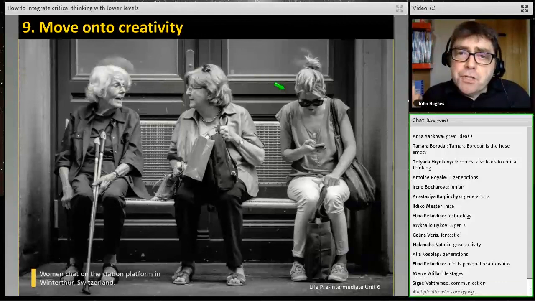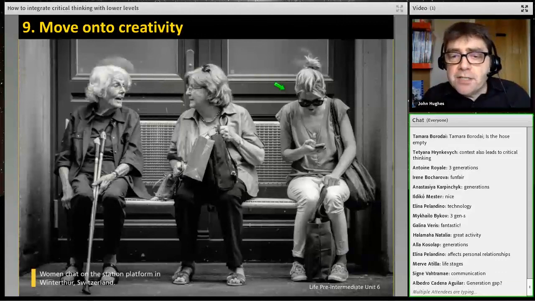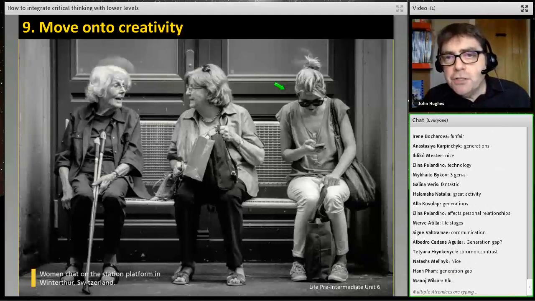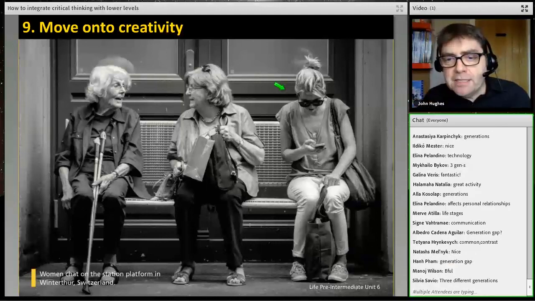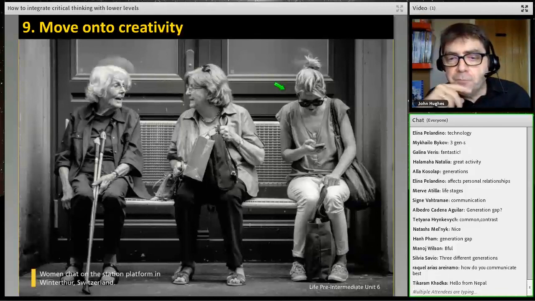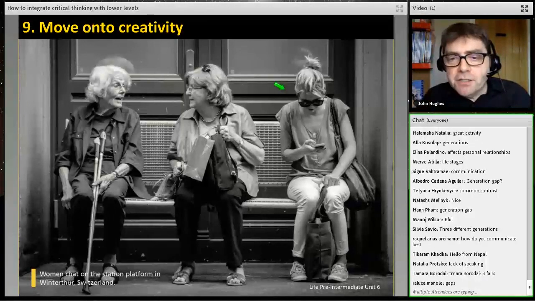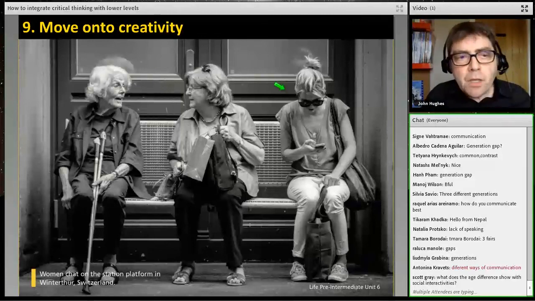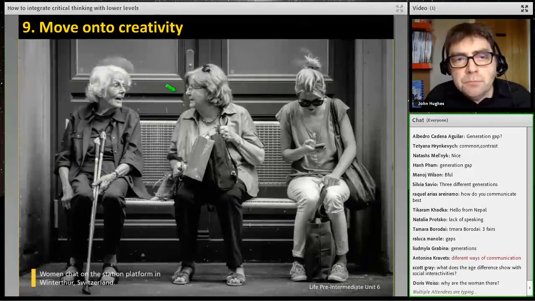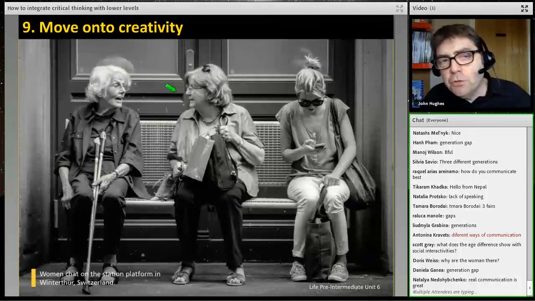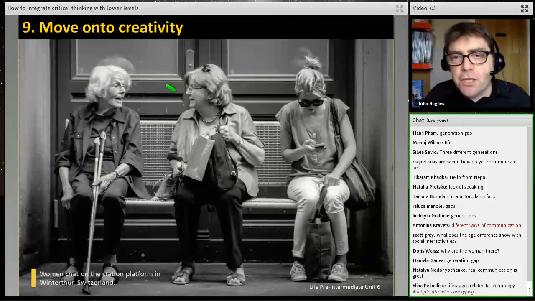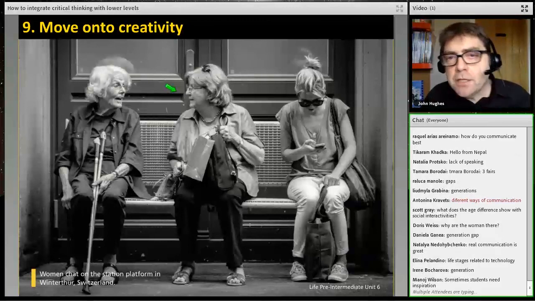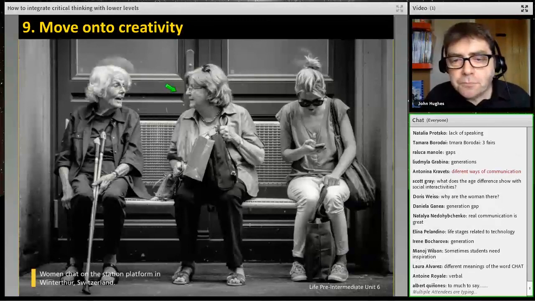But I can also use it to generate creativity. In this particular image, I like to use it with students to get them writing text messages. Okay? So here's the writing situation. So we'll have a bit of creativity. The two older women, the middle-aged woman, the older woman, are making conversation. They're waiting at a train station, okay? And they're communicating with each other.